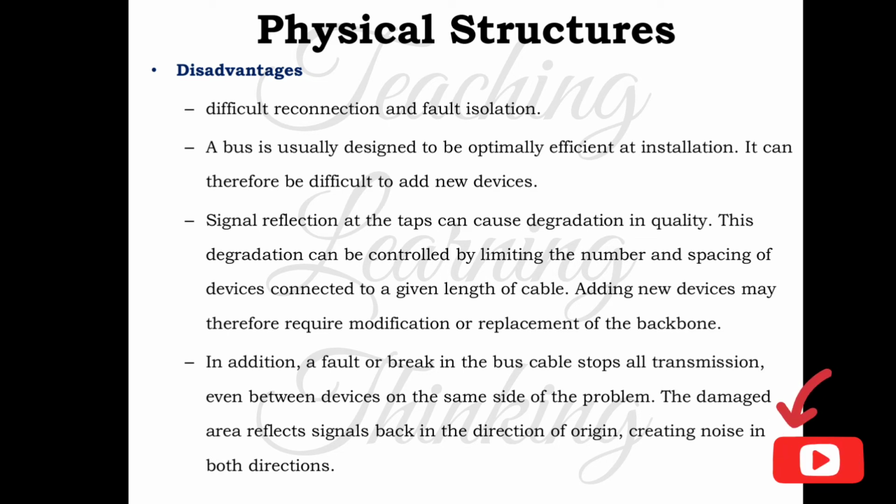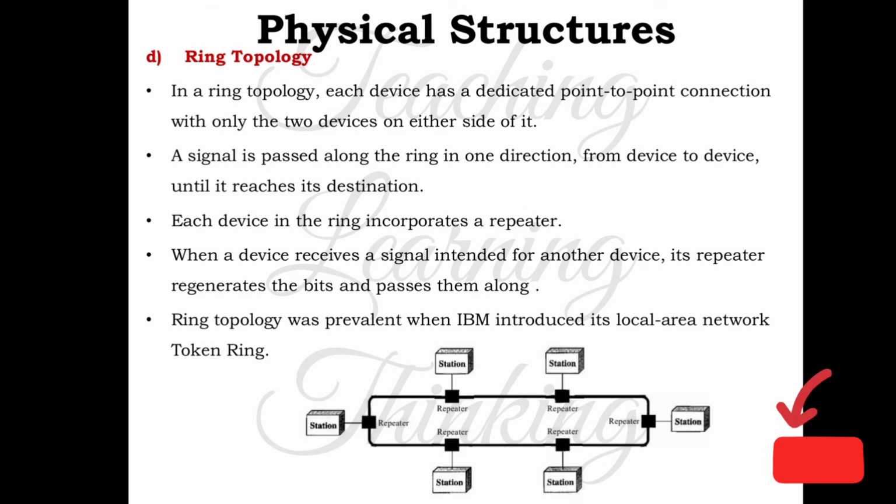When there is a fault or break in the bus cable, all transmission will stop, even between the devices on the same side of the problem. The damaged area reflects signals back in the direction of origin, creating noise in both directions. This may create noise in the data transmission. So that's all about the bus topology. The fourth one is the ring topology.